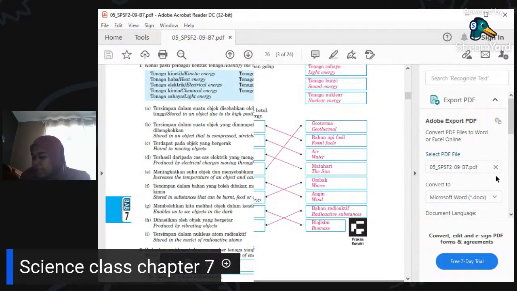Moving air that generates electricity, wind. Moving sea water that generates electrical energy, waves. Animal feces and plant material, biomass. Produce nuclear energy, this is radioactive substances. So let's continue.